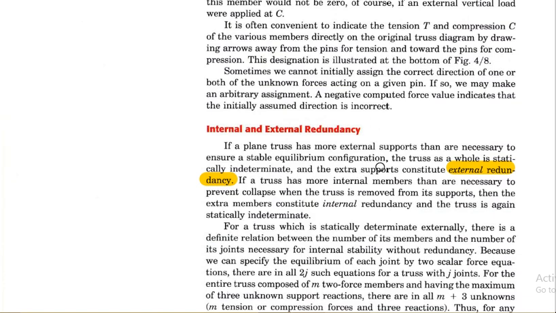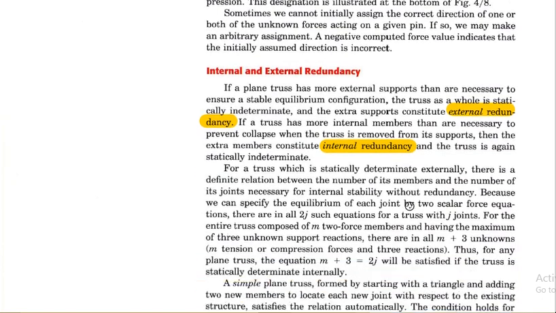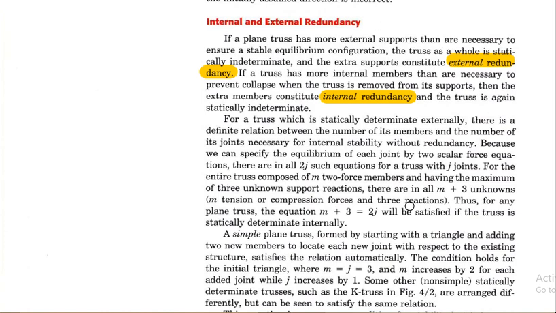And if a truss has more internal members than necessary to prevent collapse, when the truss is removed from its supports, then the extra member is known as internal redundancy. So there are two types of redundancy, internal and external. If the truss has extra supports, it is known as external redundancy, and extra internal members is known as internal redundancy. And for a statically determinate structure, it must follow this equation: m plus 3 is equal to 2j. M is the number of members, plus 3, is equal to 2 times j, the number of joints.